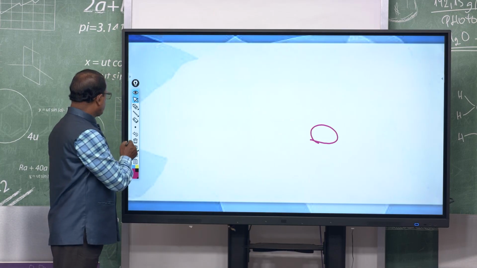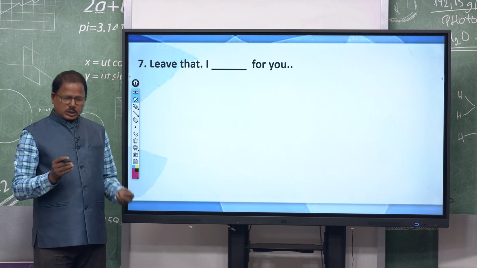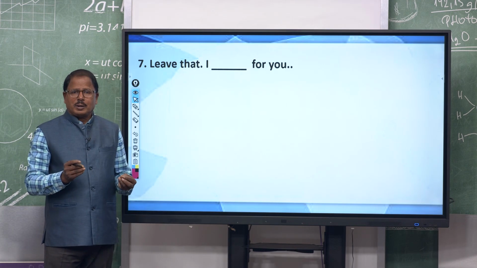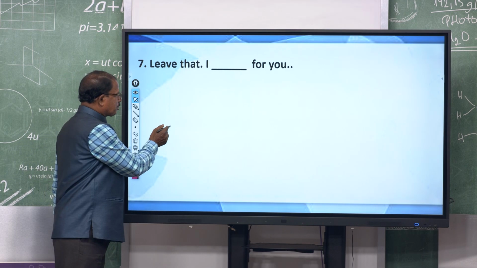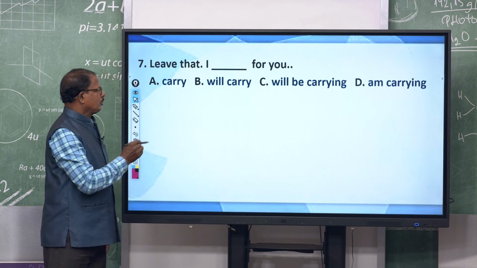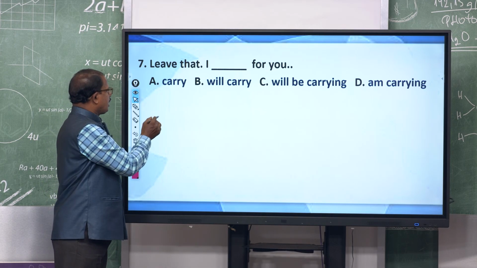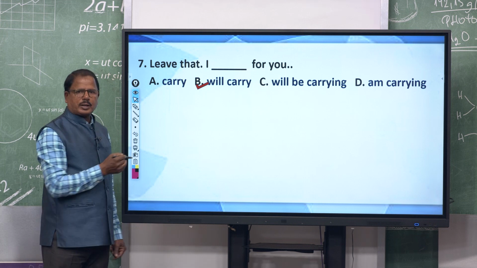Let us go to the next question. Leave that, I dash for you. Suddenly, when someone takes a decision suddenly, then let us see the options and we will get the answer. The options are carry, will be carrying, I am carrying, right. So, leave that, and the correct answer is will carry.